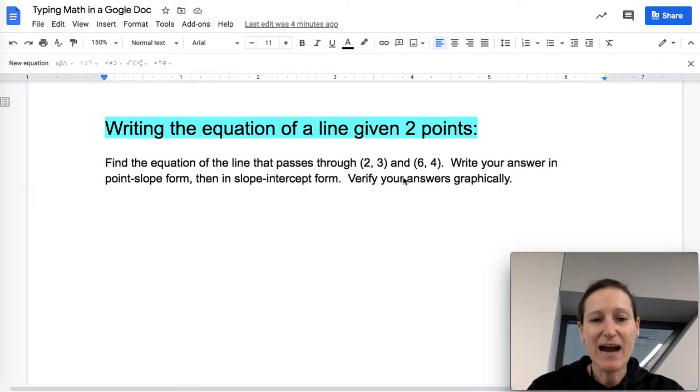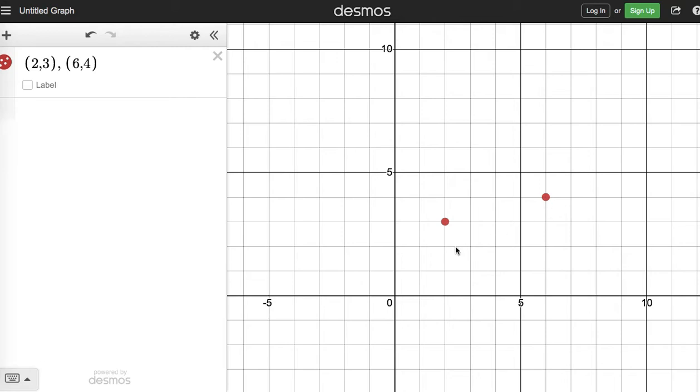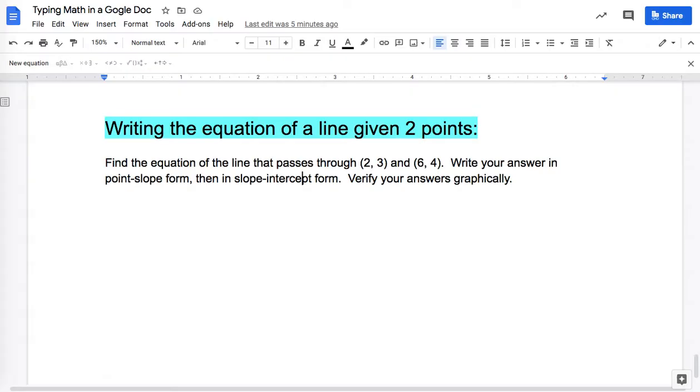All right, now if I have 2 points, the first thing I'm going to do is graph them on Desmos just to see my 2 points. So you can see here that I have my 2 points. That way when I get my equations, I can put them in here and verify and justify that those lines actually hit those 2 points that I wanted to. So the first thing I need to do is calculate the slope.